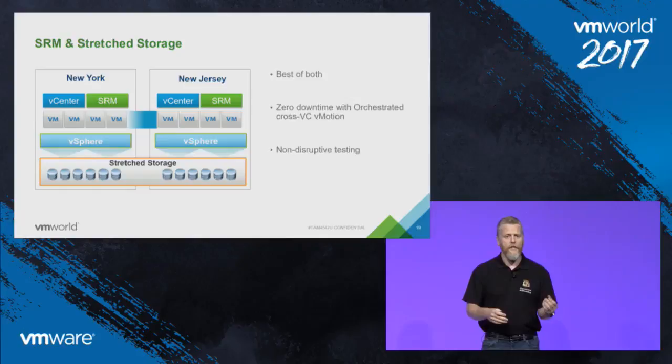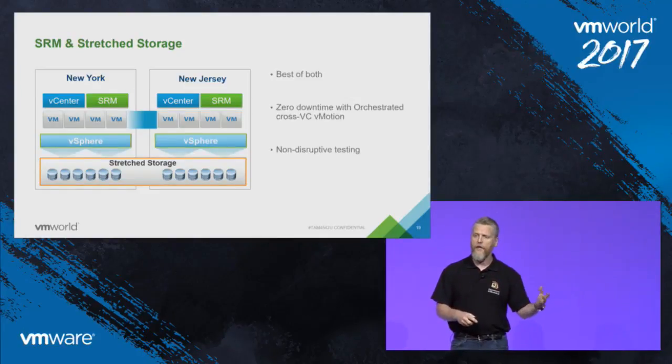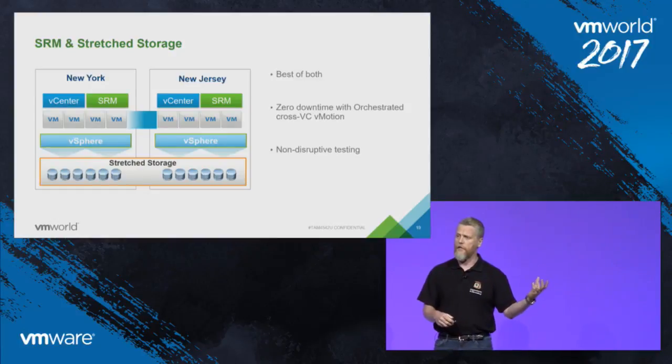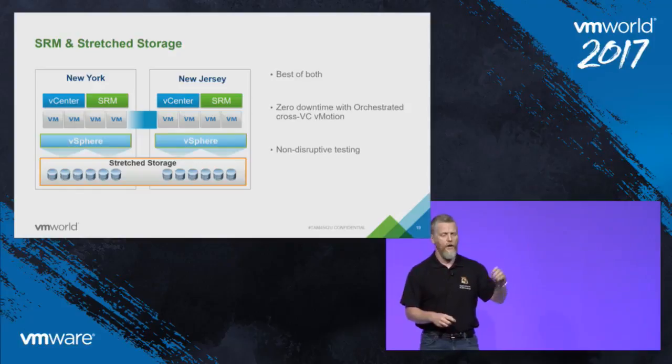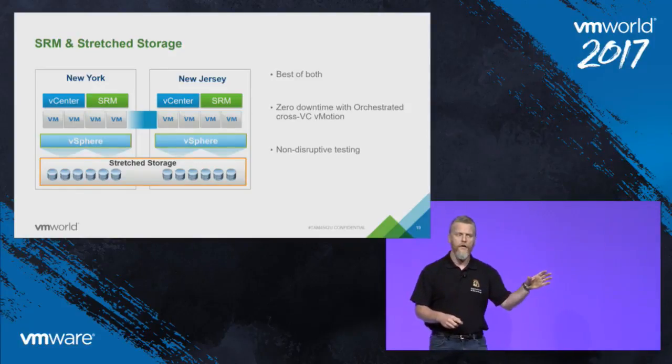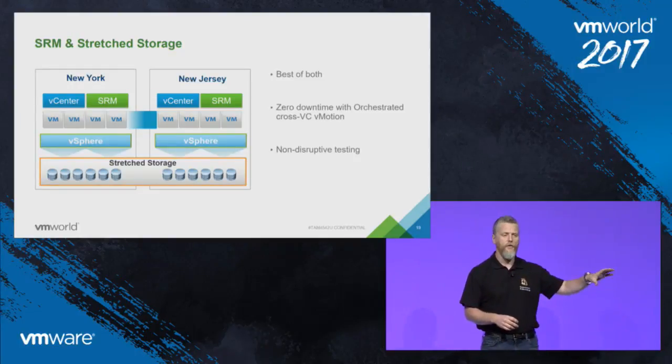On top of that, instead of having HA handle your recovery, which HA can do a good job of, especially as of vSphere 6.5, where HA now has some functionality built into it around priority groups and dependencies, it still isn't SRM. It's still not the level of orchestration that SRM provides.